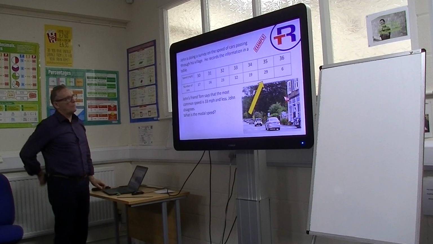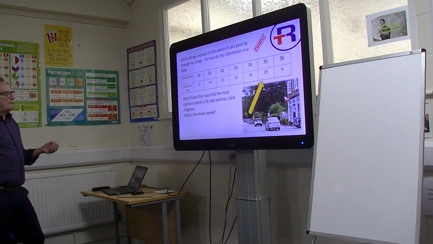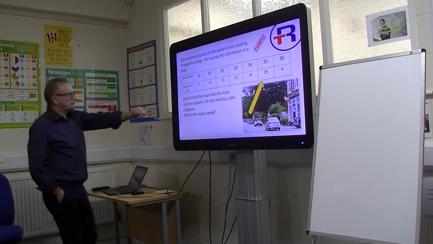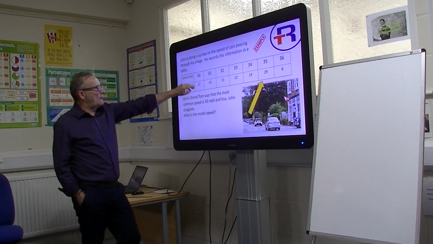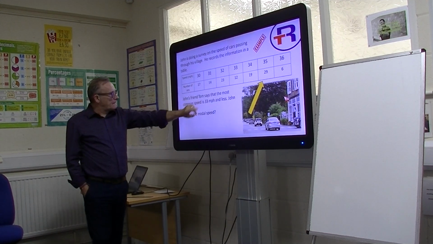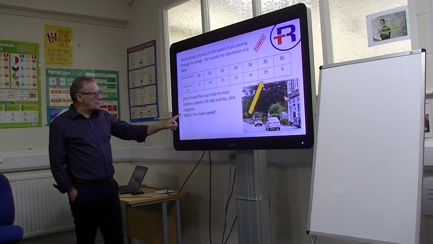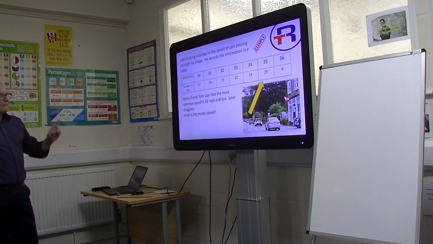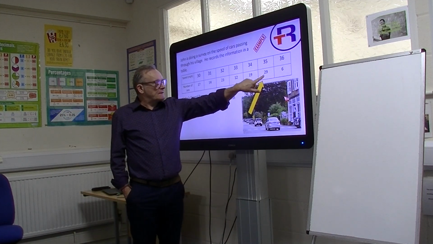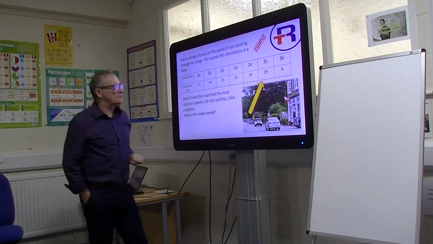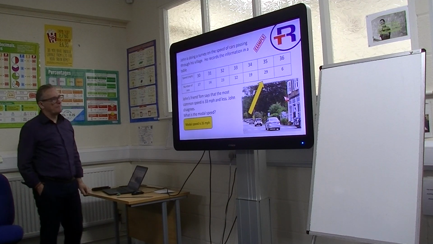Yeah. Let's look at one more example. John is doing a survey on the speed of cars passing through his village. He records this information in a table. There it is. 30 mile an hour, 31, 32, etc. up to 36. 17 cars went past at 30 mile an hour. John's friend Tom said that the most common speed is 33 miles per hour and less. John disagrees. What is the modal speed? It's 35. Because 29 cars went past at 35 miles an hour. Okay, there it is. 35.